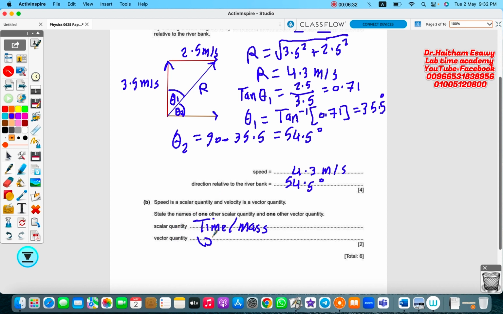What about the vector quantity? Like what? Like weight, for example. Okay. Or velocity. So we can choose any one. Velocity.